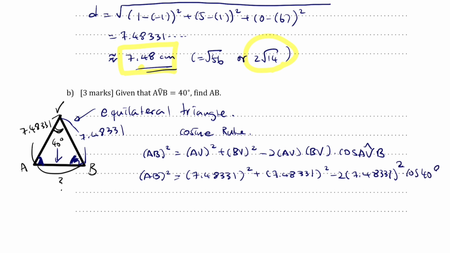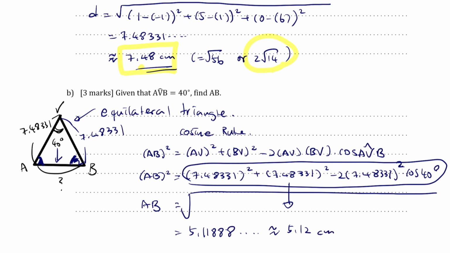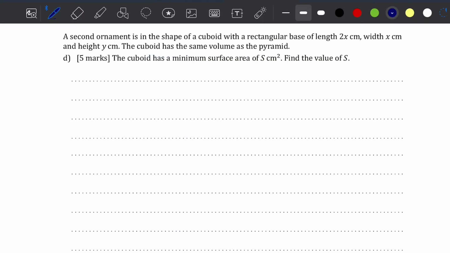Right? Then we can say that AB is the same as square rooting all this. Then the side AB is equal to 5.11888. Then since we need to write our answers to specific accuracy, this is approximately equal to 5.12 centimeters. Okay, then let's continue with question D.